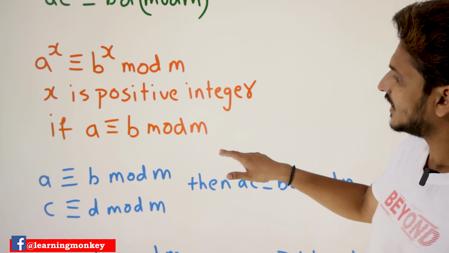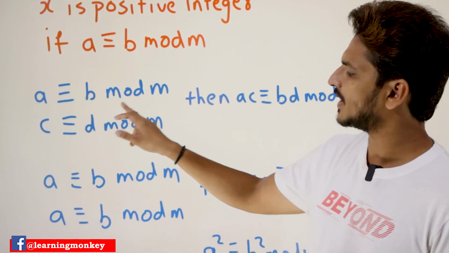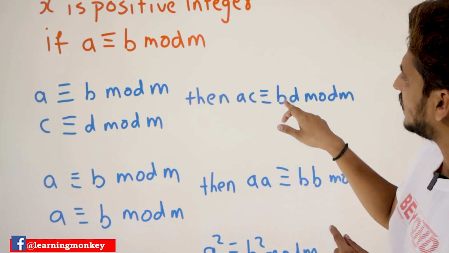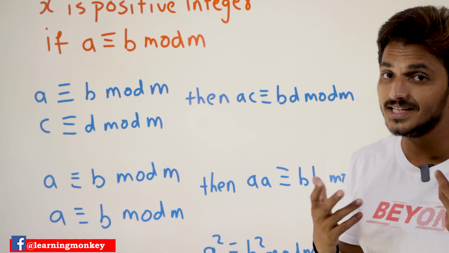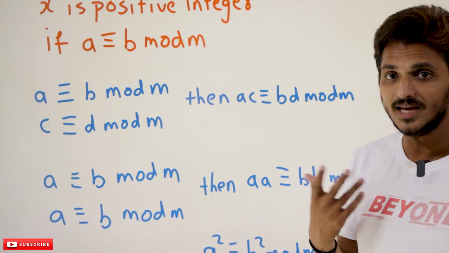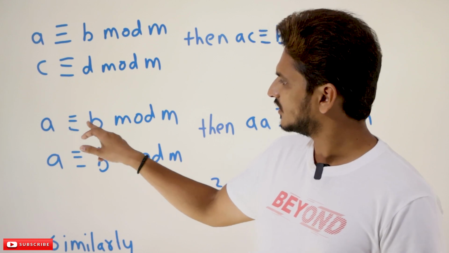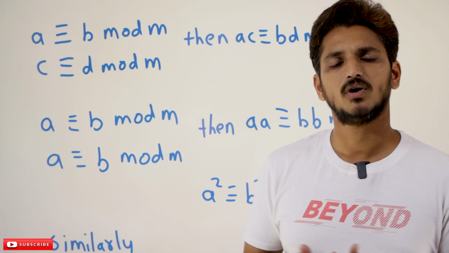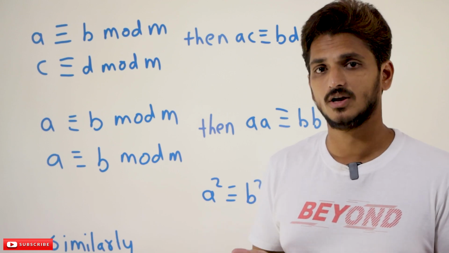Let's try to understand. The above property says that if A congruent to B mod M and C congruent to D mod M, if these two happen, then AC congruent to BD modulus M. A, B, C, D are all integer values. You can take any integer values. Don't forget this point. You can take any integer values. So that's why here we are taking A congruent to B mod M. In place of C and D, we are taking A and B again. Why not? C and D can be any integers which are congruent.